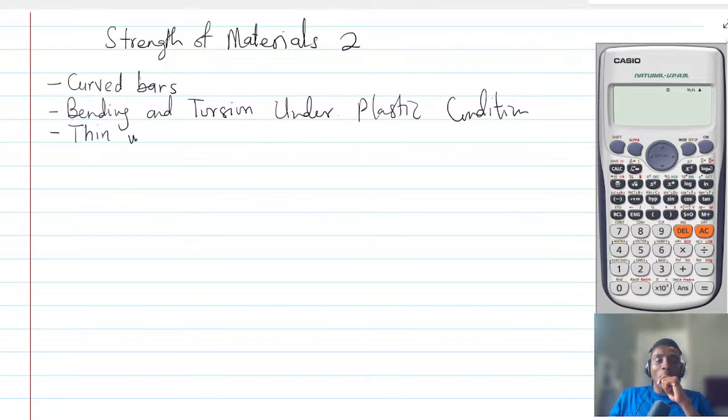So thin walled vessels, where you look at the thin cylindrical walls, and then you look at the cylindrical and the spherical. Okay. And then if time is there, we will look at mechanical springs.